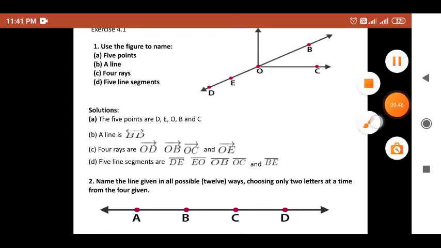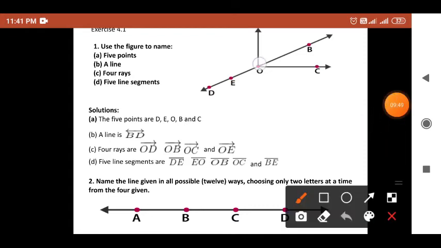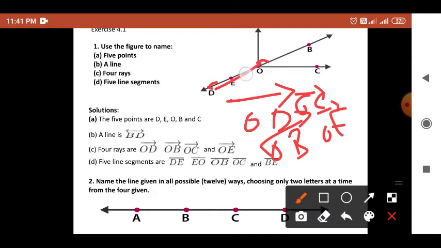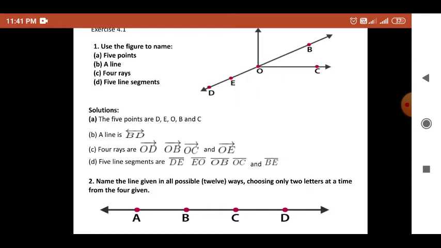Four rays. Which are the four rays in this? See here, OD is one ray, right? How do you represent a ray? See, like this, with an arrow mark on one side. OD is one ray, OB one ray, OC one ray, and OE. See here, O is the one point, so many rays can pass through it. So OE, OB, OD, OC. These are the rays.